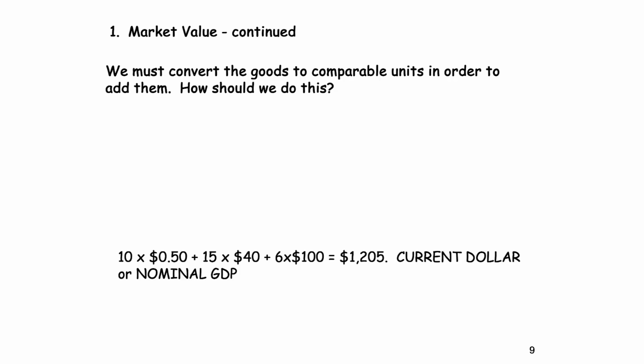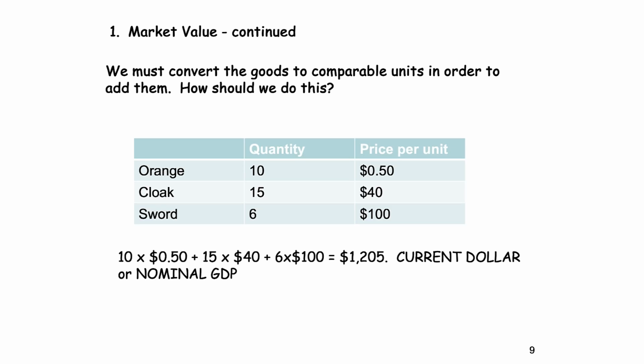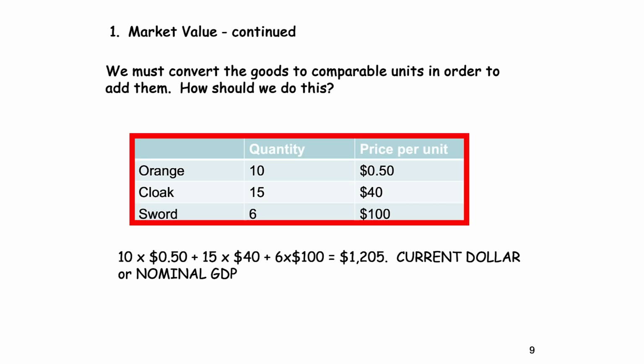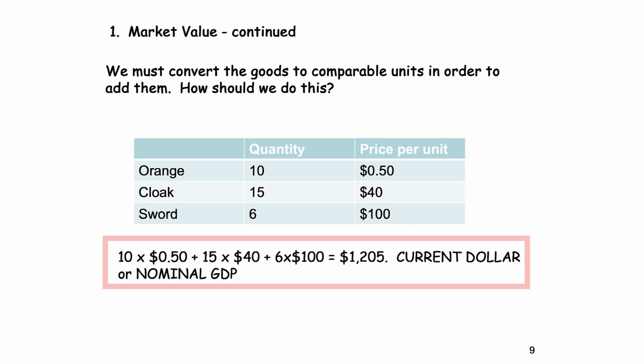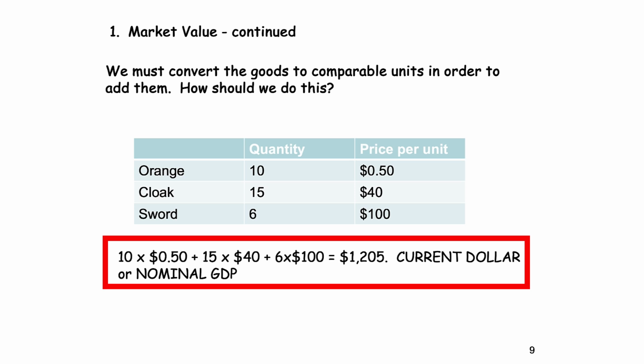So here we have a simple example. Let's suppose we have 10 oranges and each orange costs 50 cents, and we have 10 cloaks, each cloak costs $40, and 6 swords, each one costs $100. Then we'll just multiply by the price to get a dollar value and add them all up. It's essentially the same thing that you do when you go to a cashier at the supermarket and you want to know how much all these eggs, tomatoes, milk, cereal, all the things you bought cost: you multiply by the price and you add them together. And that's the market value, okay?